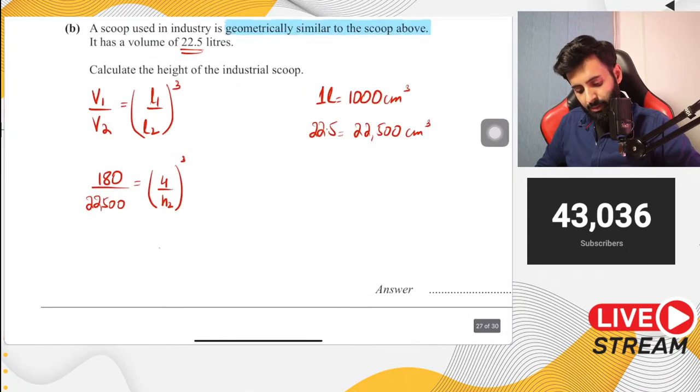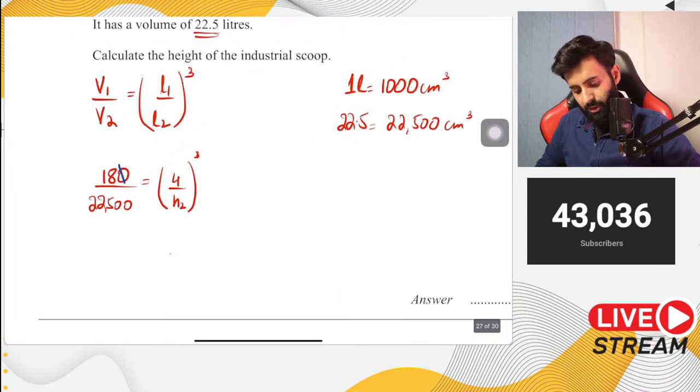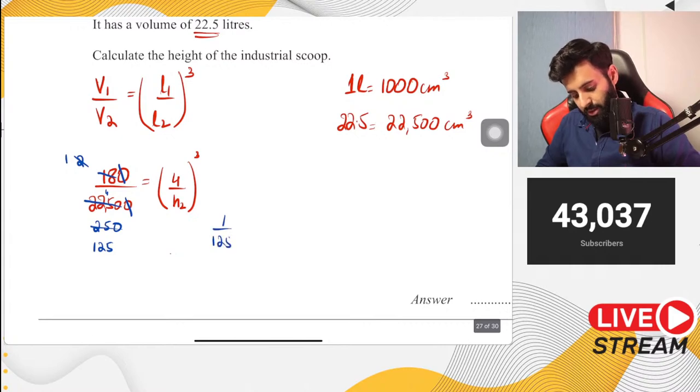So let's simplify 180 and 22,500. We cross out the zeros first of all. Then we can simplify using the table of 9. 9 twos are 18, 9 fives are 45, and the 0 as it is. Then you can simplify using 2 again: 1 upon 125. So here's what we have now: 1 upon 125 is equal to (4 upon H2) whole cube.